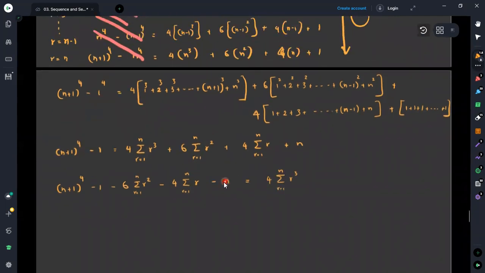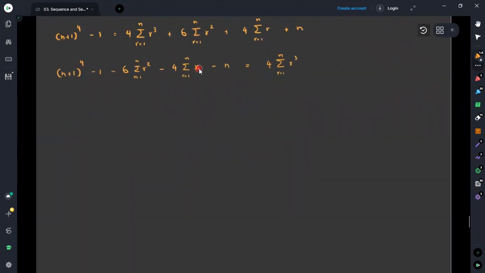Therefore, now we'll try to have the substitution for the sum of r squared and r using the equations that we have obtained previously. Then I will take (n plus 1) to the power 4, and I will take this minus 1 here. I will write it later. Then we'll take minus 6 times, instead of the summation of r squared, we can see it is equal to n divided by 6 times (n plus 1) times (2n plus 1).